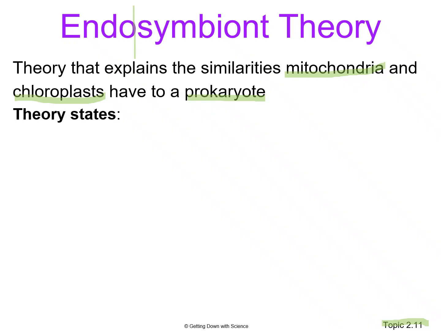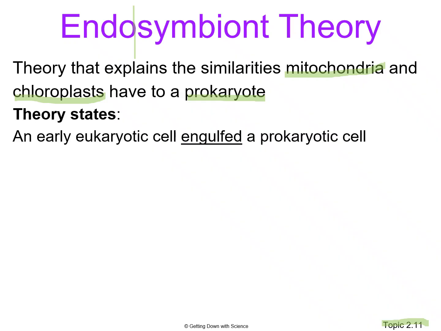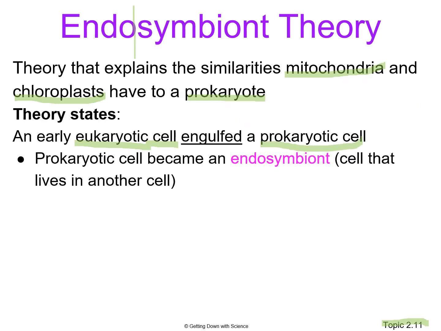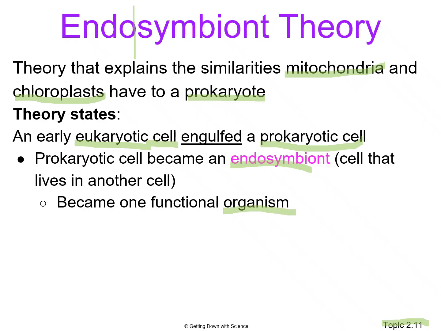And here's what the theory states. The theory states that an early, pre-existing eukaryotic cell, many, many millions of years ago, engulfed or took in a prokaryotic cell. So the prokaryotic cell became an endosymbiont of this eukaryotic cell, which means that the prokaryotic cell now lives inside the eukaryotic cell. And they became one functional organism. So that's pretty much the endosymbiont theory in a nutshell.